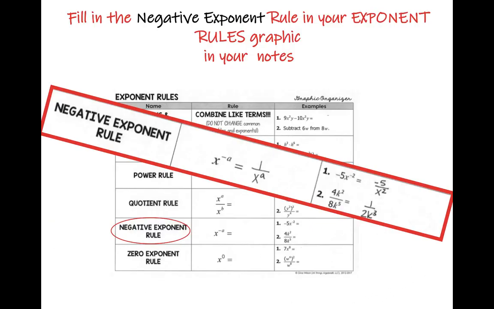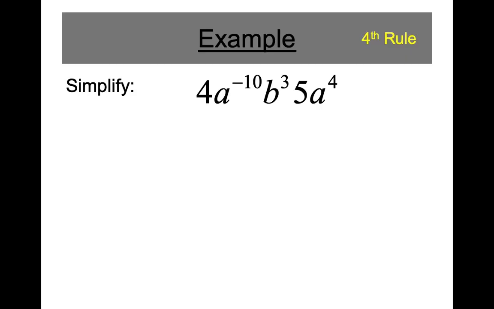All right, so here's the negative exponent rule that is on your handout. Go ahead and make sure that that's written correctly in your notes. Then let's try this example. So we have 4a to the negative 10, b to the third, times 5a to the fourth. So we're going to combine a couple of exponents and also drive them to the denominator.